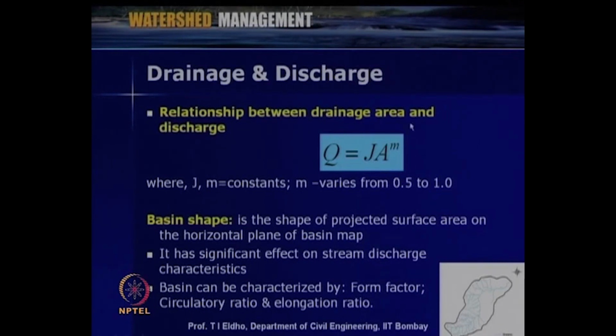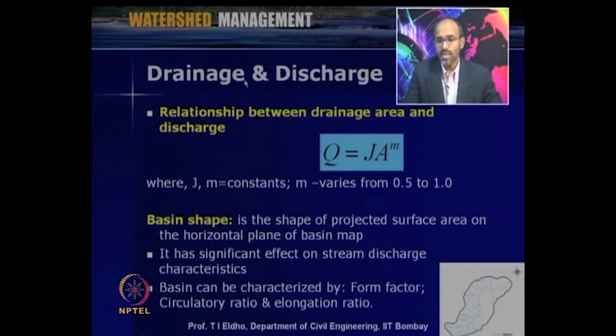So, the relationship between drainage area and discharge can be represented as Q is equal to J into A to the power m, where J and m are some constants, and this m can generally vary from 0.5 to 1. So, these are some of the aspects as far as drainage and discharge is concerned.